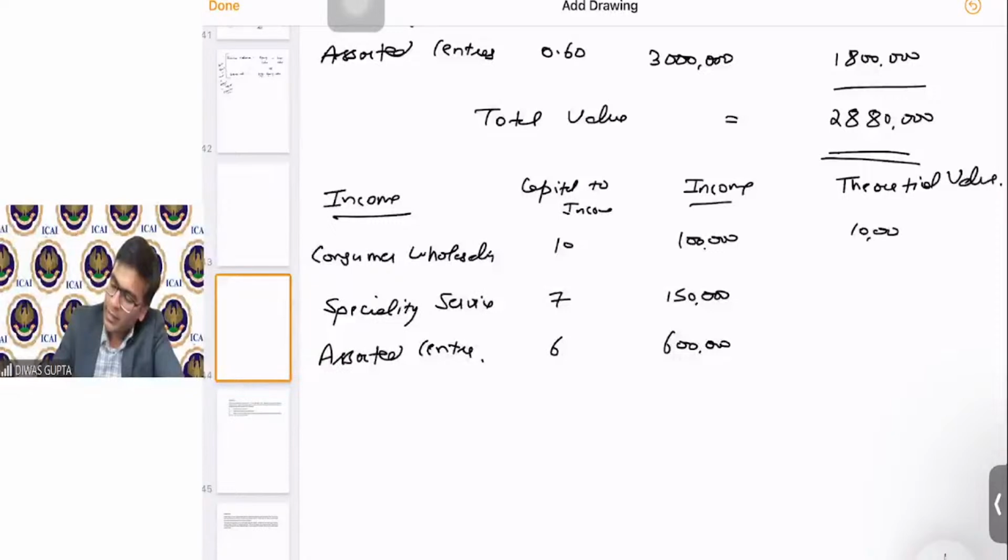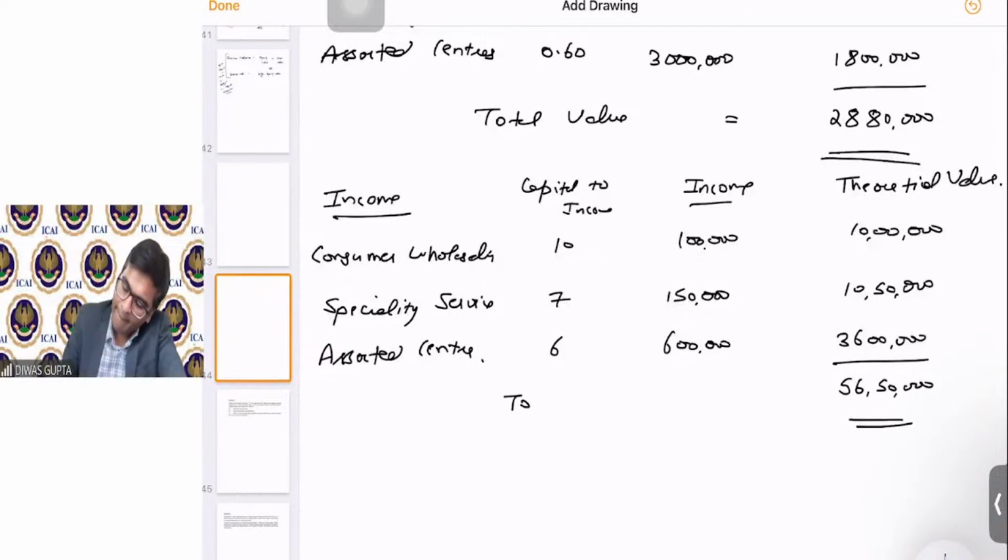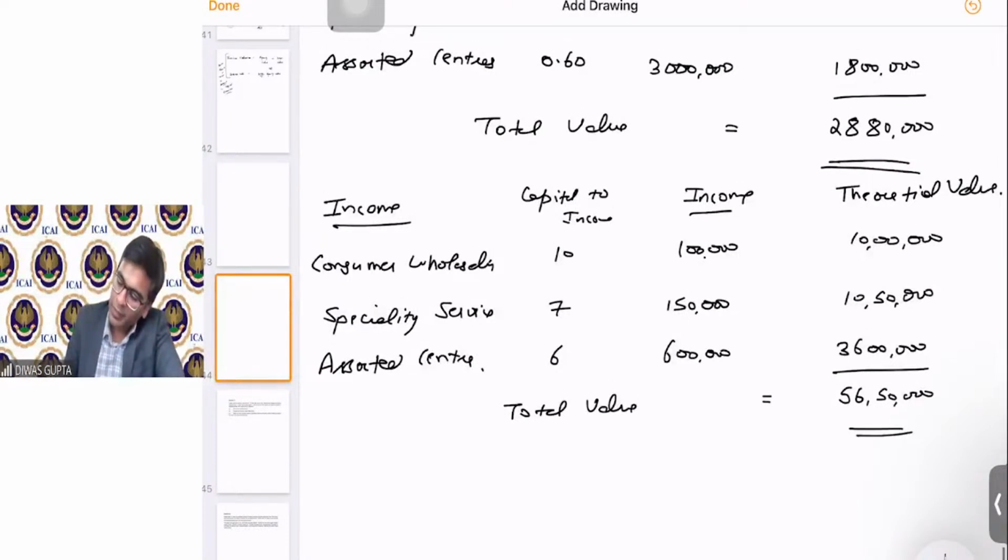This becomes 10 lakhs, 10 lakh 50,000, and this becomes 36 lakhs. This becomes 56 lakh 50,000. This becomes total value of this much, right? So the average theoretical value.